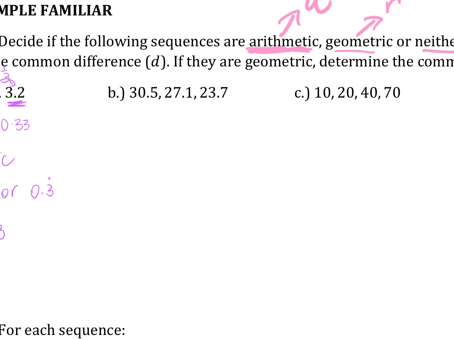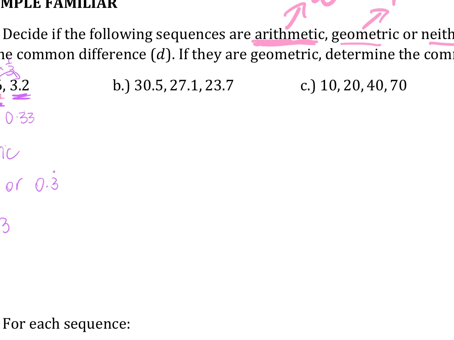Okay, let's look at this next one here. Firstly, I'm going to check to see if it's arithmetic. I'm going to say this one minus this one, 27.1 minus 30.5. And that gives me negative 3.4. Then I'm going to say this one here minus this one here, 23.7 minus 27.1, and that gives us also negative 3.4. This is an arithmetic sequence. And the common difference is negative 3.4.